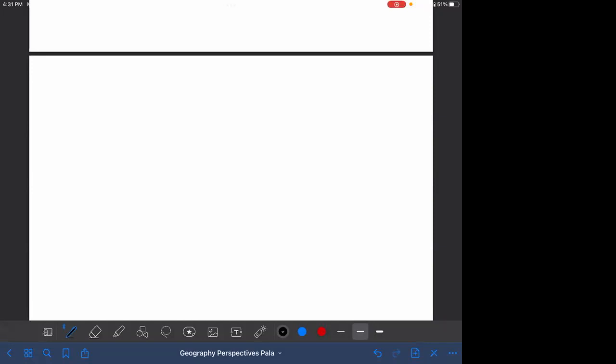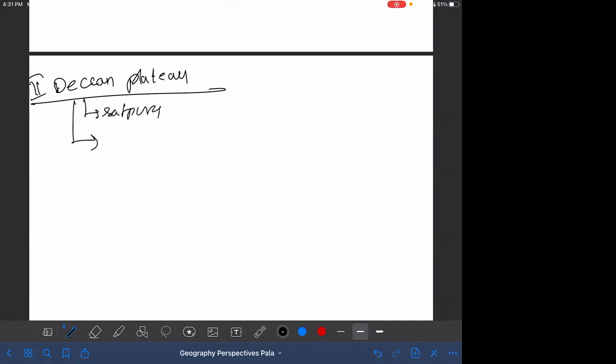Okay, so the second one you have to look at is the Deccan Plateau. We have seen the Central Highlands in detail. Now in the Deccan Plateau, one unit is Satpura, which we have also seen. Then we come to the Deccan basaltic province. Mostly we have the Karnataka Plateau, and above that we have the Maharashtra Plateau. The Maharashtra Plateau is what we call the basaltic plateau.